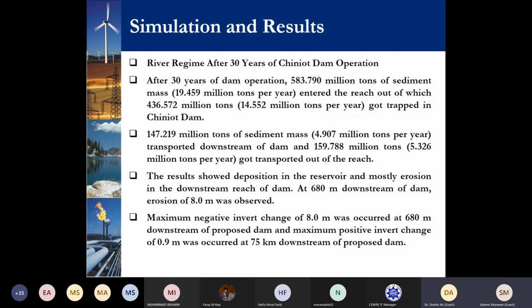The results showed deposition in the reservoir and mostly erosion in the downstream reach of the dam. At 680 meters downstream of the dam, erosion of 8 meters was observed after 30 years. And similarly, maximum invert change was 8 meters, and maximum positive invert change of 0.9 meter occurred at 75 kilometers downstream of the proposed dam.